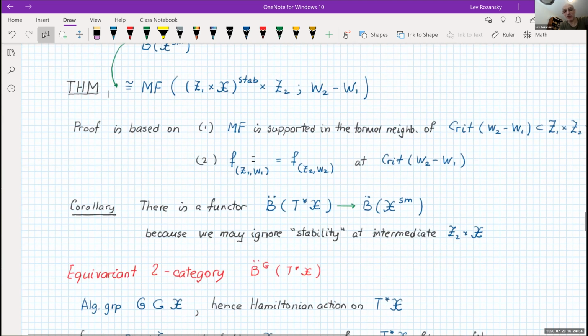As a result, we have a functor from the unstable full T star X into B double dot of the subvariety. So the trick here is that composition of morphisms between Lagrangians will become composition of morphisms. The tricky part is that when you do the composition, you have to push forward over the intermediate auxiliary coordinates. And the result of the push forward would depend generally on whether you impose stability on Z2 or do not impose stability on the Z2 index in the composition.